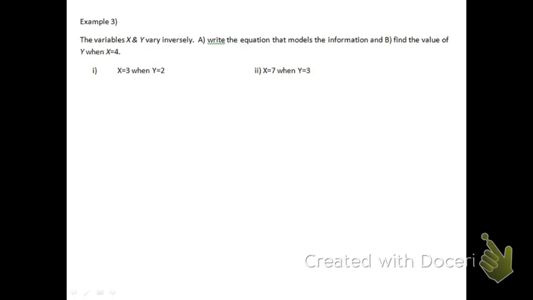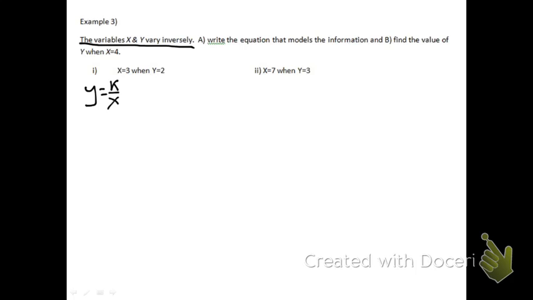Now, here what we're going to take a look at is how we can write an equation that models the information and then also use that to find a new y value when x is 4. So the key statement here is that the variables x and y vary inversely. If it doesn't tell me that, I'm going to have no idea what to start with. Now, if x and y vary inversely, there's two things that might come to mind. The first one might be y equals k over x. That's the general inverse variation model.